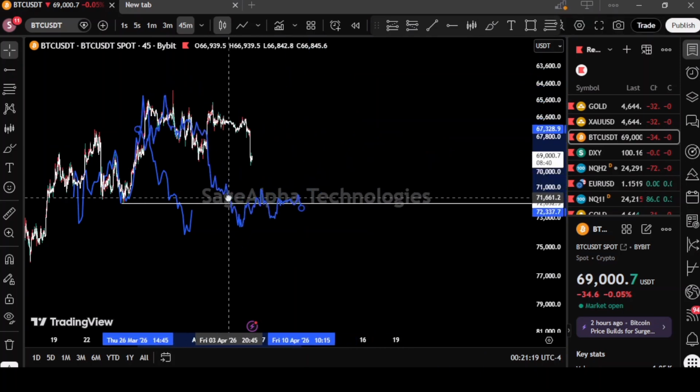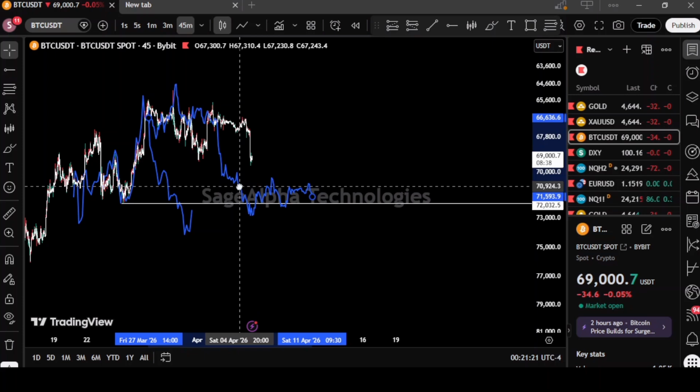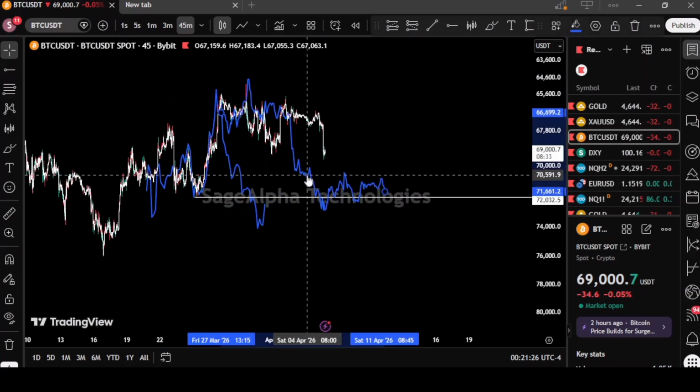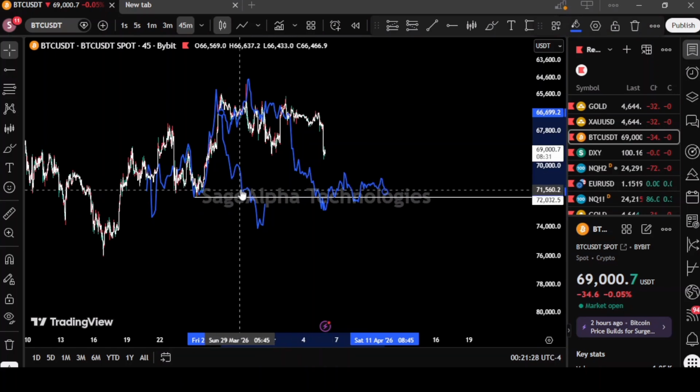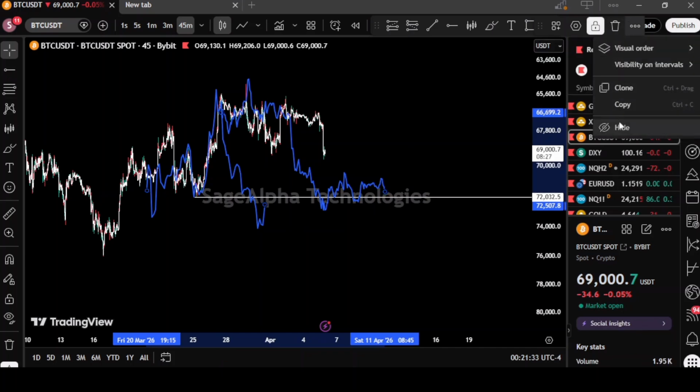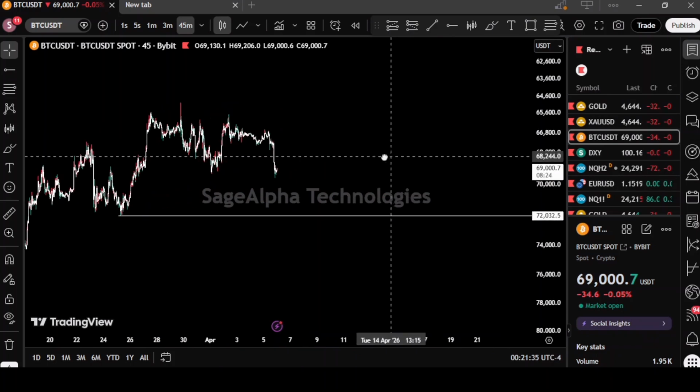Now this is like a multi-timeframe fractal analysis. Then we have this. We're going to hide them. Okay. Let's move to the larger time frame.